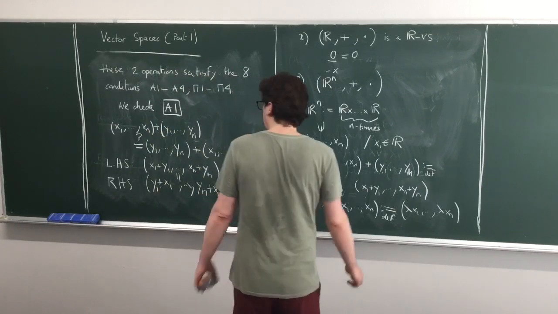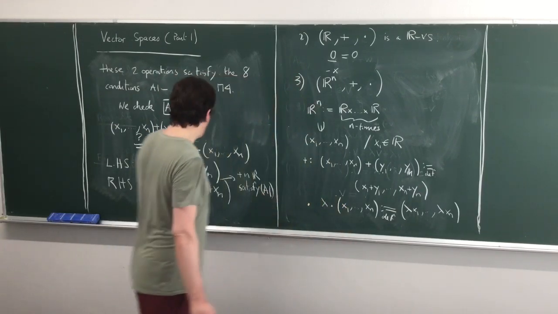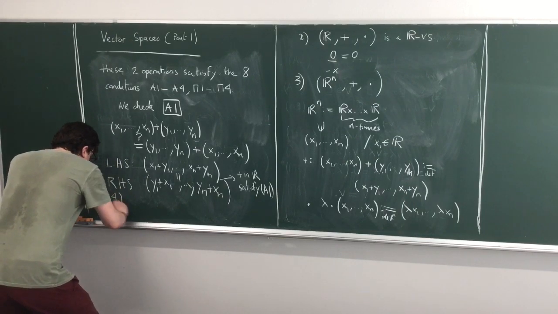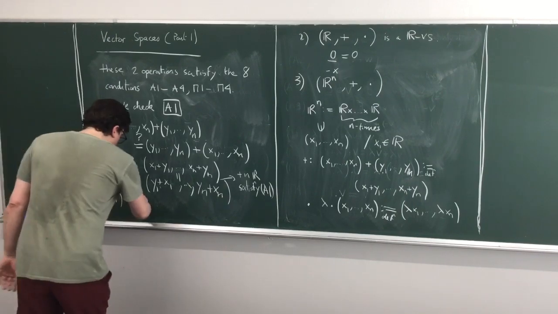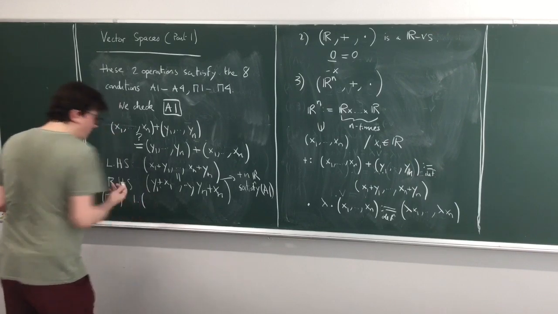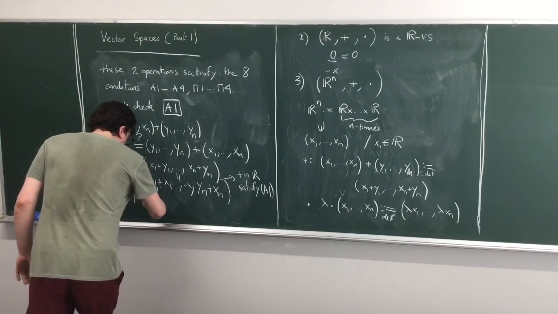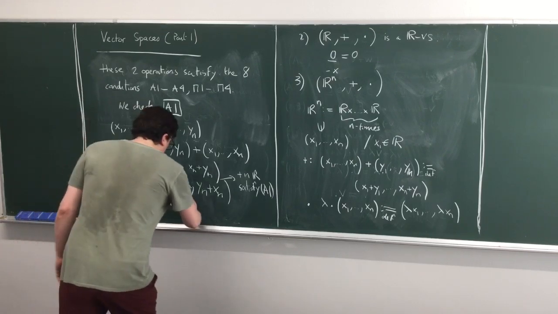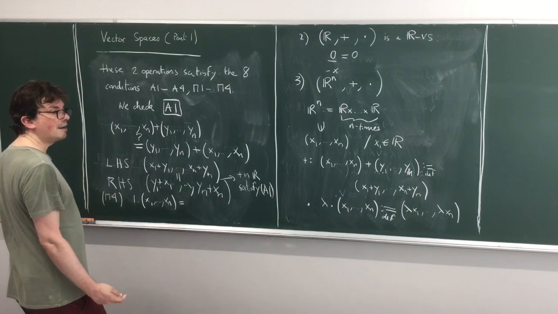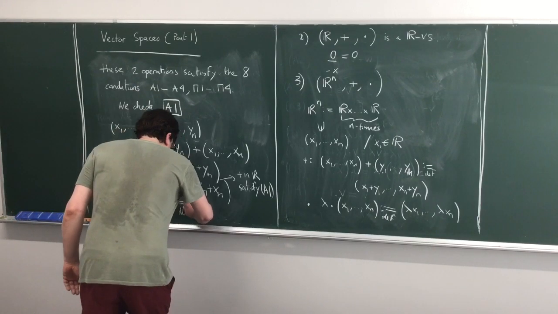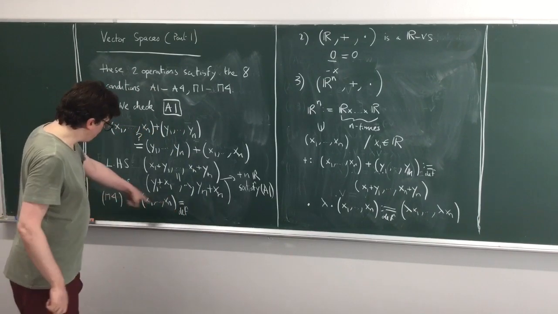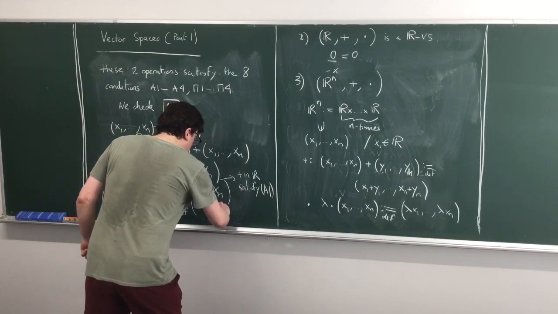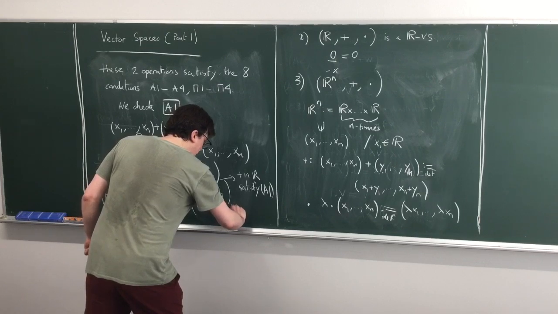Okay, so if we check, for example, M4. So M4, you need to check that 1 times a vector, so a vector is an n-tuple x1, ..., xn, should be equal to the vector itself. But by definition of my scalar product, this will be 1 times x1, ..., 1 times xn.